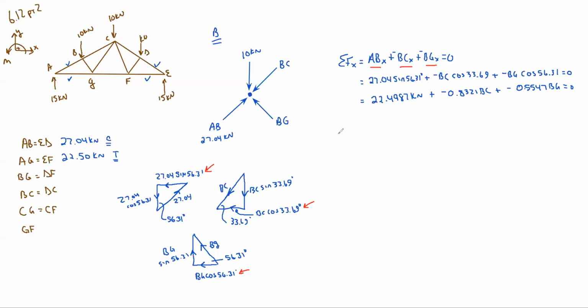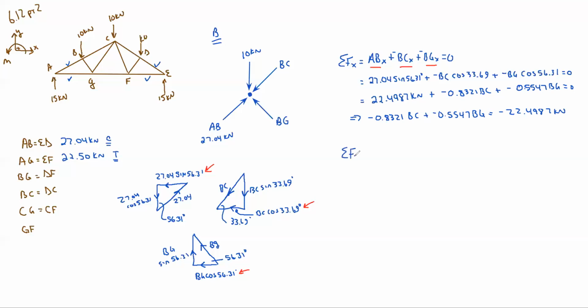I'm going to take the constant and move it to the right-hand side. Negative 0.8321 BC plus negative 0.5547 BG is equal to negative 22.4987 kilonewtons. One equation, two unknowns. That's not going to help us very much.